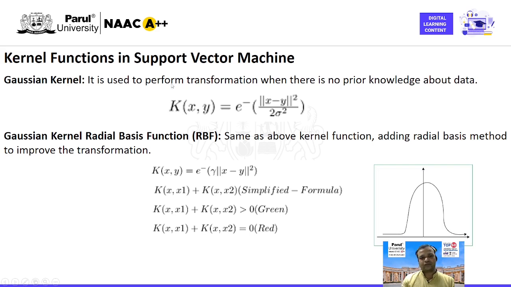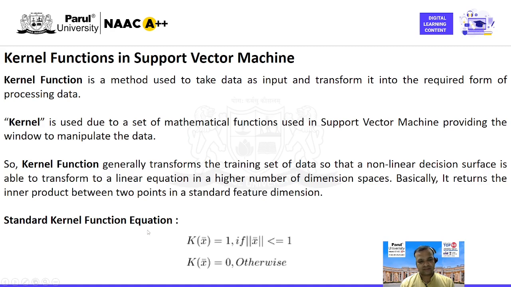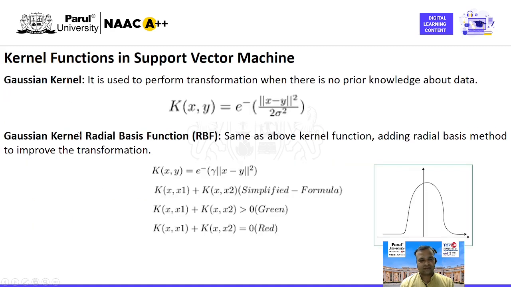The Gaussian kernel is used to perform transformation when there is no prior knowledge about the data. In that case, we can use the Gaussian kernel. Just observe this equation for the Gaussian kernel. Another one is the RBF, radial basis function. First one is the standard kernel function equation, second one is the Gaussian kernel, third one is RBF, radial basis function.